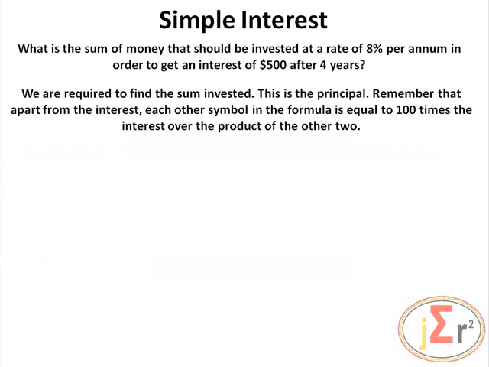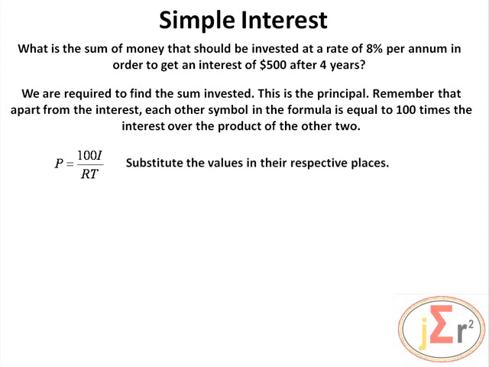Remember that apart from the interest, each other symbol in the formula is equal to 100 times the interest over the product of the other two. So in order to find the principal, it's going to be 100 times the interest over the rate times the time. All we need to do is substitute the values in their respective places and simplify. The simplification process needs no introduction at this level. Our answer is $1,562.50.